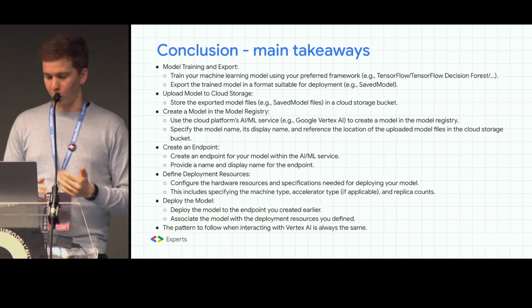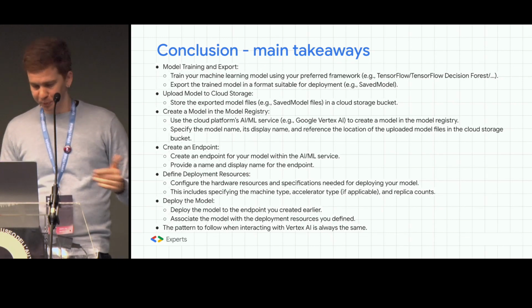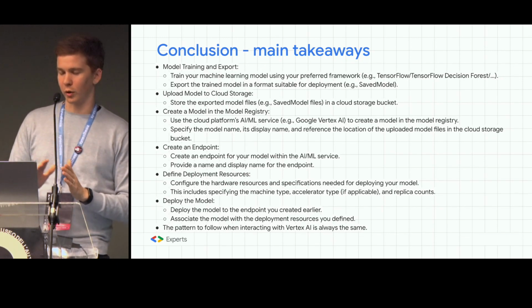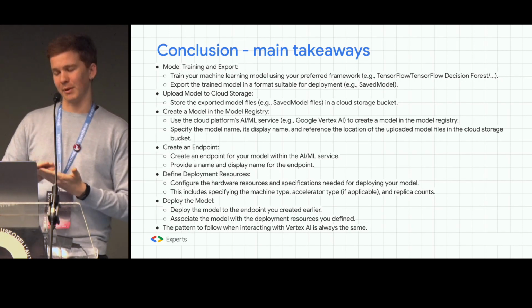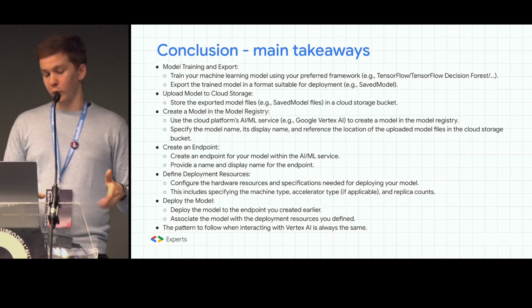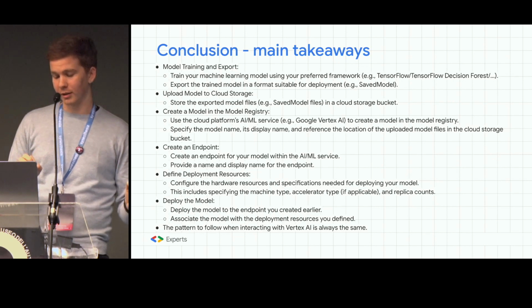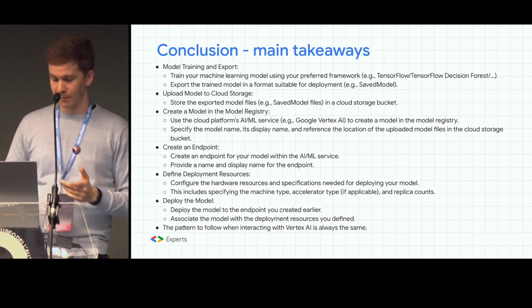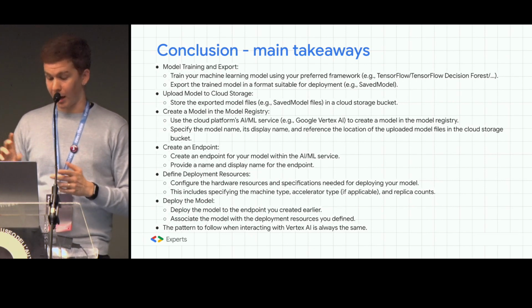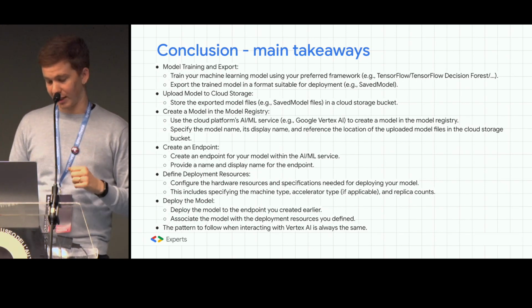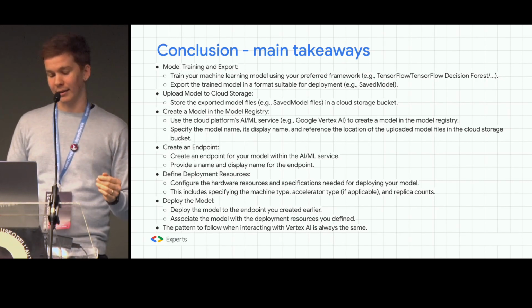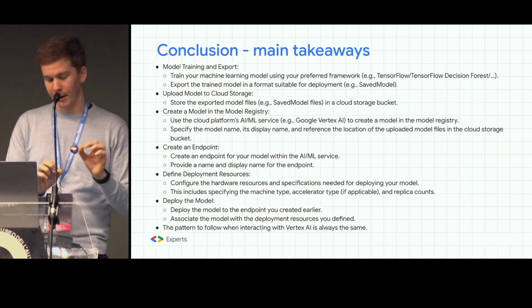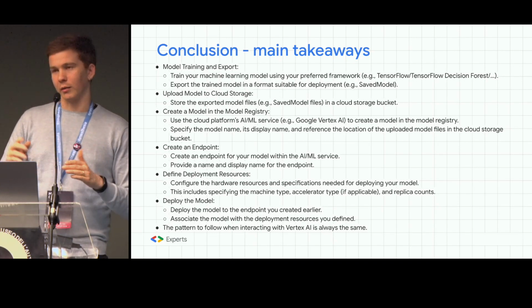To conclude, these are the takeaways. In order to really train and deploy on the cloud, and so be able to design a scalable machine learning pipeline, you have to train and export the model, upload the model to the cloud storage, create the model in the model registry, upload it, create all the stuff needed, create the endpoint, but the endpoint is just a path, then create the association between the deployment resources, so the hardware to use, and the trained model.